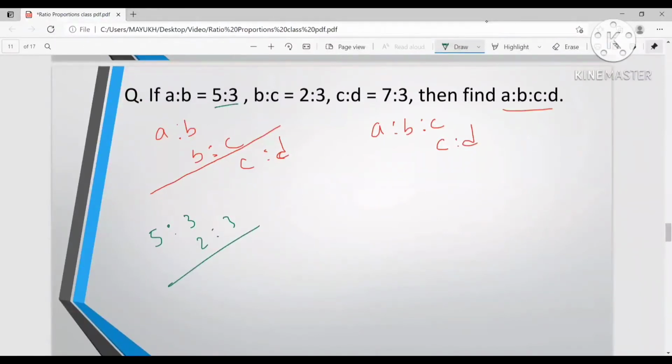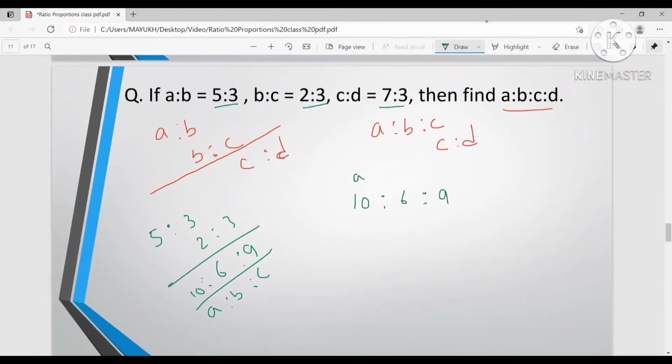5 is to 3 and 2 is to 3. So I get 6, 10, and 9. Okay, so A is to B is to C. Now I will use this A is to B is to C with C is to D, this value, to get A is to B is to C is to D. Okay, let's see. 10 is to 6 is to 9.